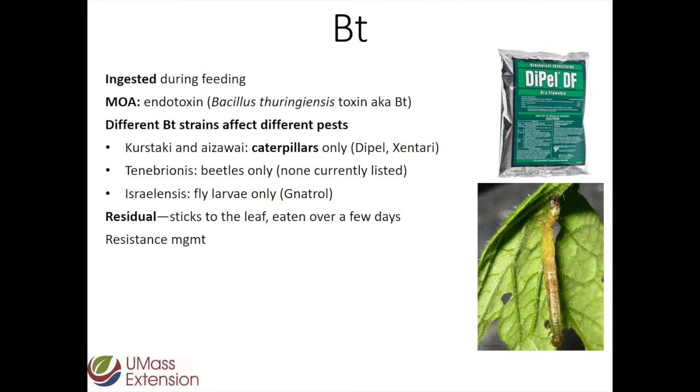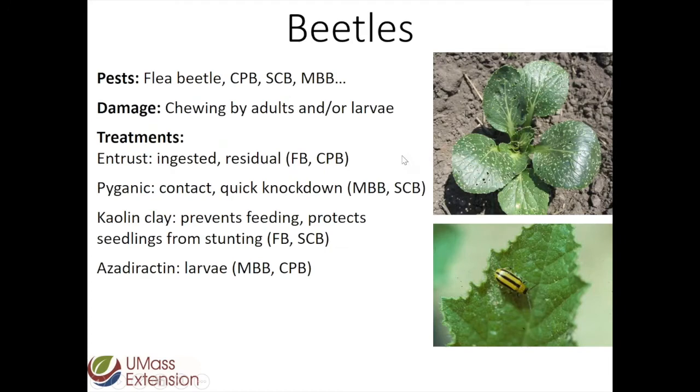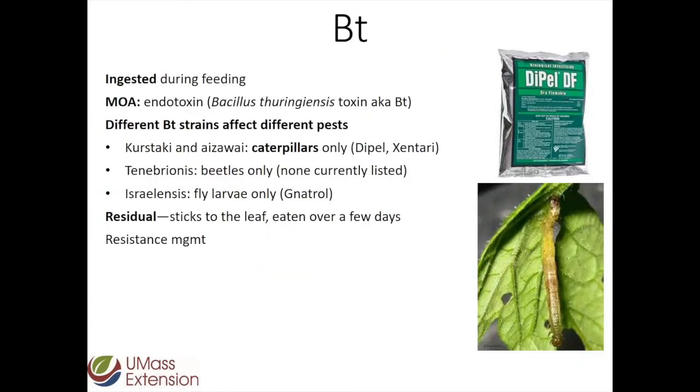Just getting back to BT here. So the ones that are OMRI listed that we usually use in veg production are Dipel and Xentari that work for caterpillars. So you apply them to the foliage and they're ingested by the caterpillars. They have some residual activity. They stick to the leaf and the caterpillars eat them over several days and die. And here is a picture of a dead caterpillar. Ew.